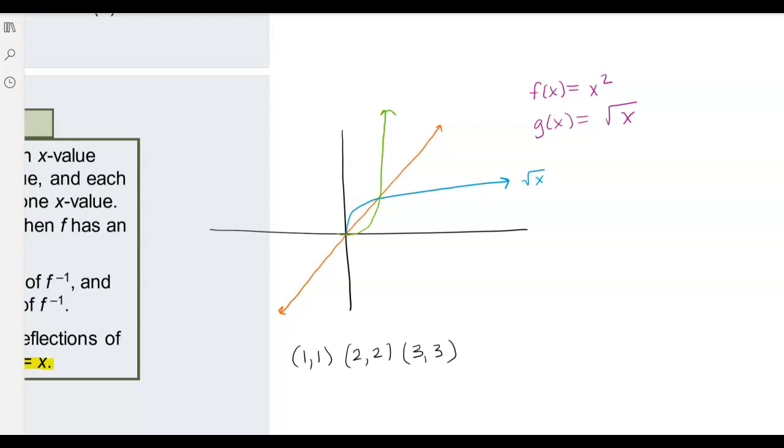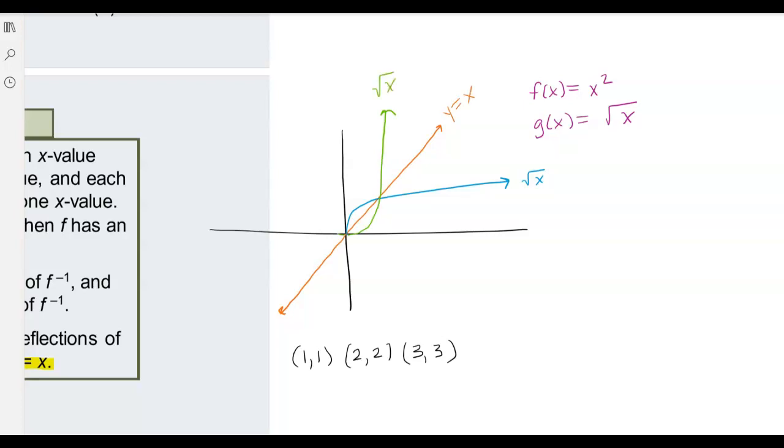But what we've done is we've cut this other part of the graph off so that it would be a one-to-one function and would have an inverse. So this part of the graph is not listed, and I can see that the green and the blue are reflections across that orange line. They are reflections across the line y equals x.